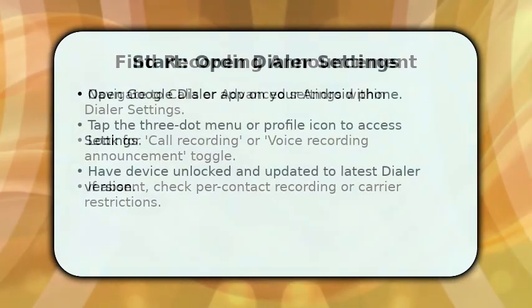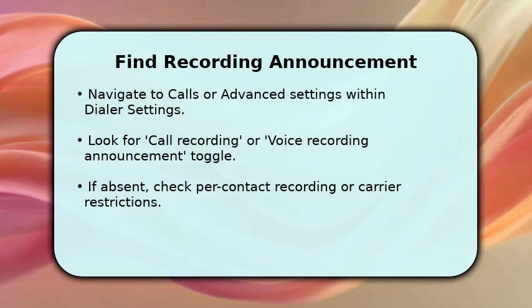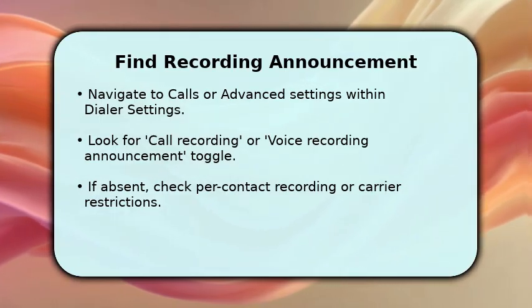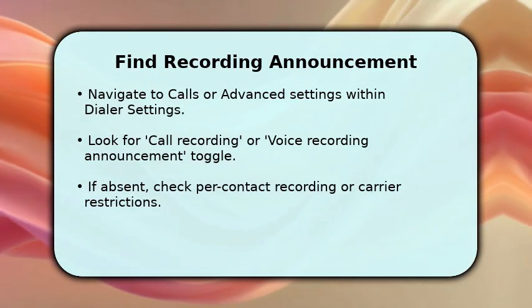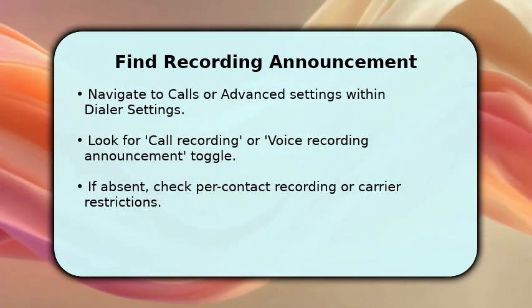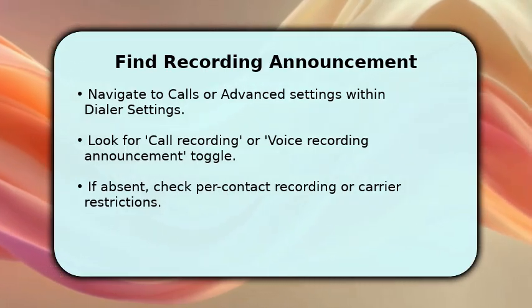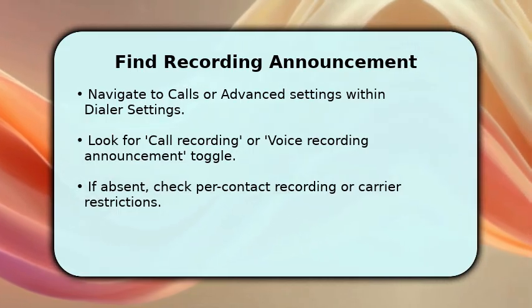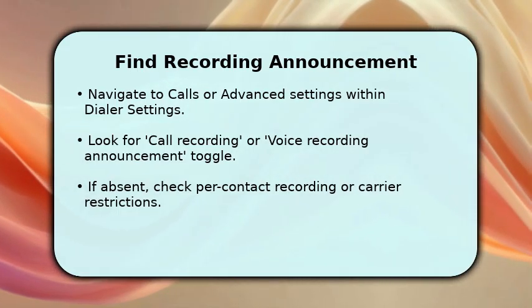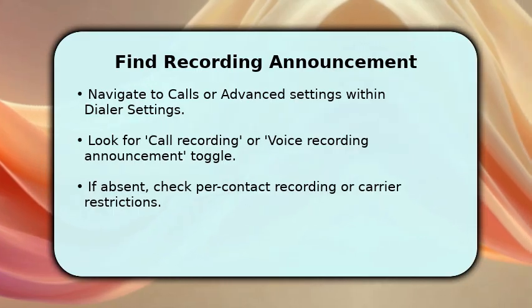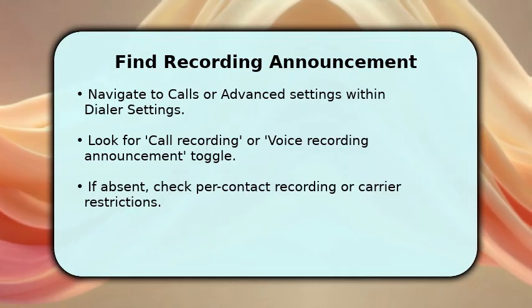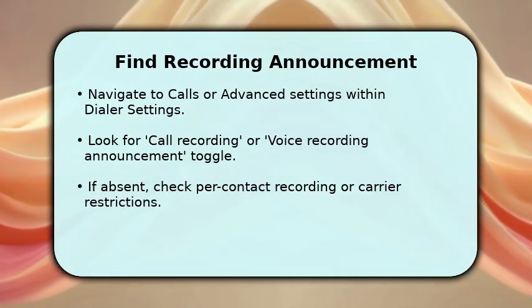Now you locate the call recording or voice recording announcement entry. The label can vary by Android version. Once found, tap it to reveal the announcement toggle and any sub-options like automatic announcements or per-call prompts. Make sure to read the brief description. It explains whether the announcement is played to callers or both parties. If you don't see it, go to Advanced Settings and check Carrier or Regional Restrictions, because some providers control the announcement.